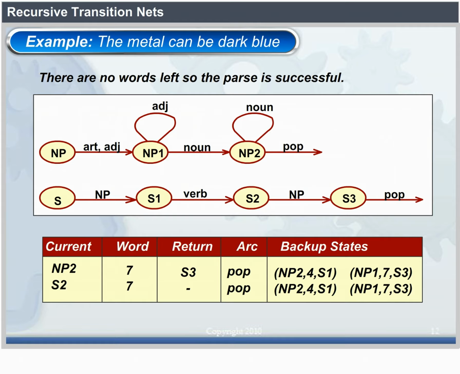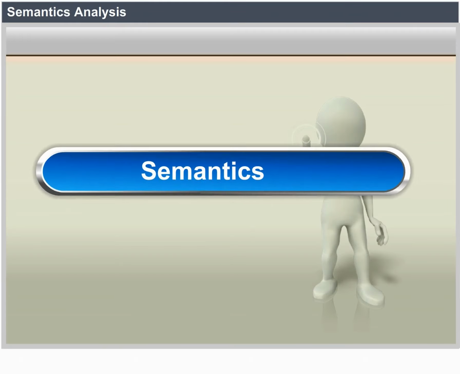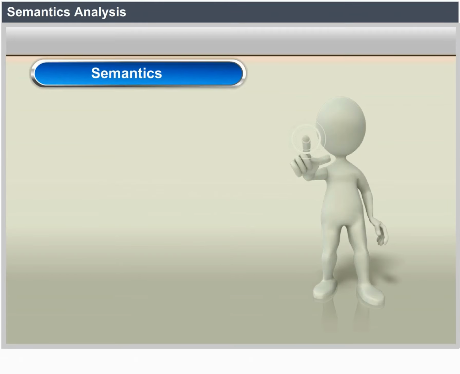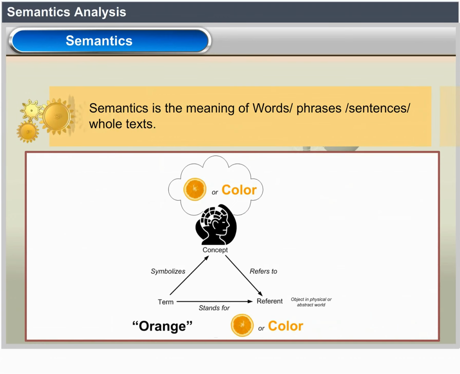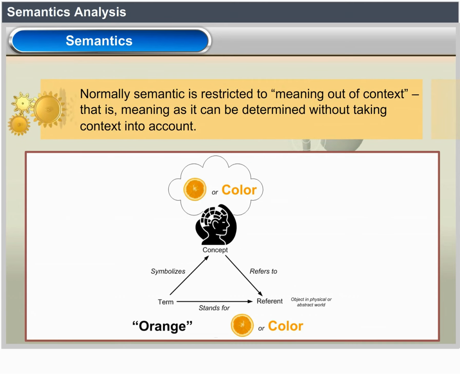Semantic analysis. Semantics is the meaning of words, phrases, sentences, or whole texts. Normally, semantics is restricted to meaning out of context. That is, meaning as it can be determined without taking context into account.